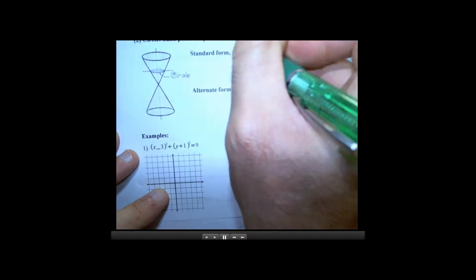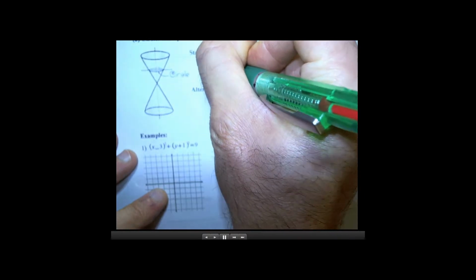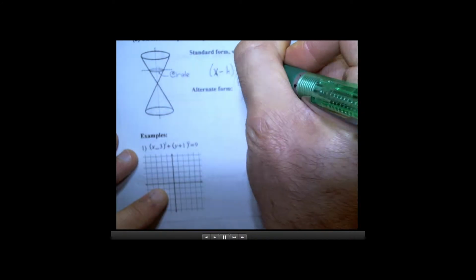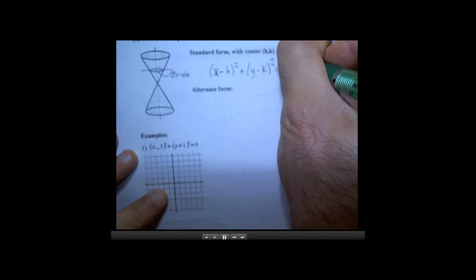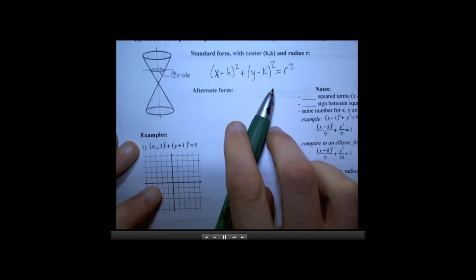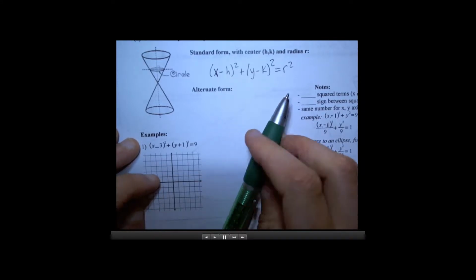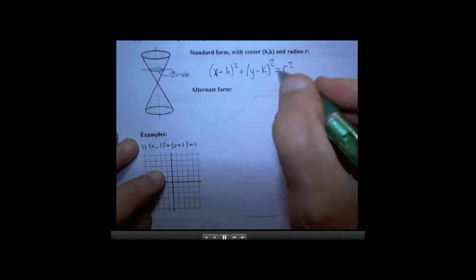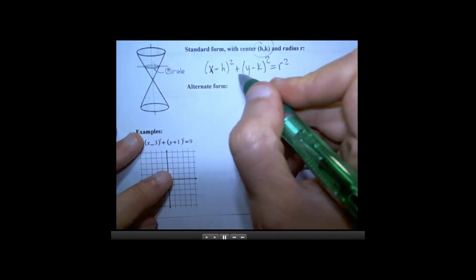The equation for the standard form of a circle is (x - h)^2 + (y - k)^2 = r^2. Okay, let's go ahead and copy that down: (x - h)^2 + (y - k)^2 = r^2. That's with the center being (h, k). We'll practice this quite a bit.